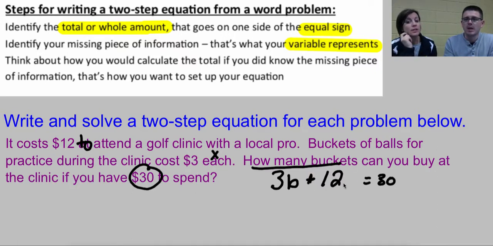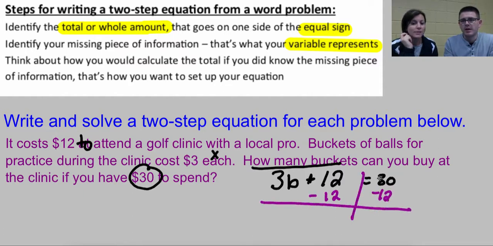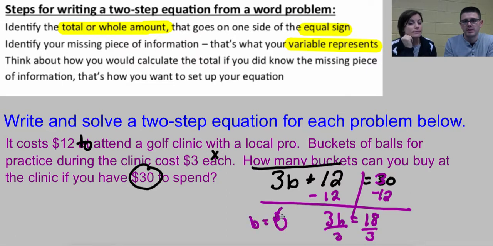Now we've got to solve. So we're going to undo it by subtracting 12 from both sides. 3B is now going to be equal to 18. Divide both sides by 3. So you can buy 6 buckets.